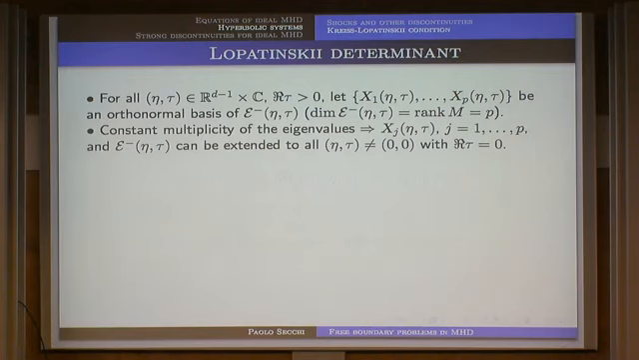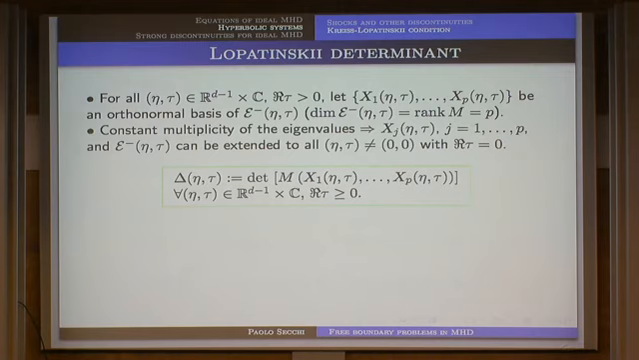Okay, well, I skip this part. I define the Lopatinsky determinant. So we apply M to the P vectors of the basis. We compute the determinant of this matrix. This is the Lopatinsky determinant. And we see that the Kreiss-Lopatinsky condition is this one: the determinant is always different from 0 for all tau with the real part strictly positive.